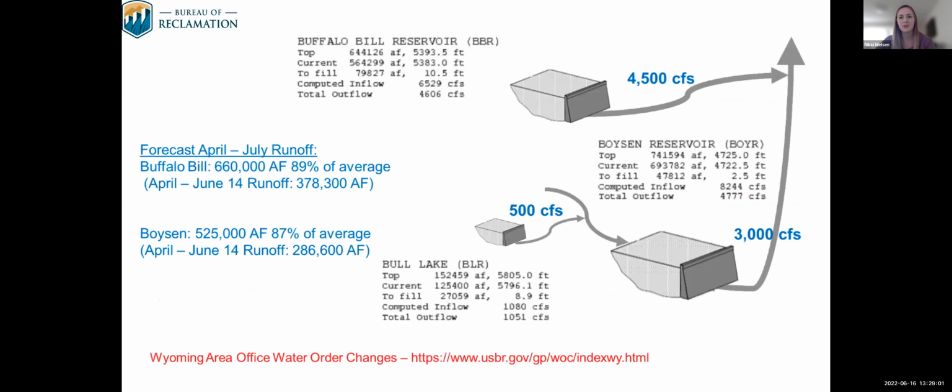Next slide. So here are our current water operations for the Bighorn Basin. The Buffalo Bill releases are at 4,500 CFS and Basin releases are at 3,000 CFS. While we expect the outflows to remain over the weekend, we may be making some adjustments as conditions change. So expect the flows to be pretty variable from now through the 4th of July because the reservoirs are nearing capacity.